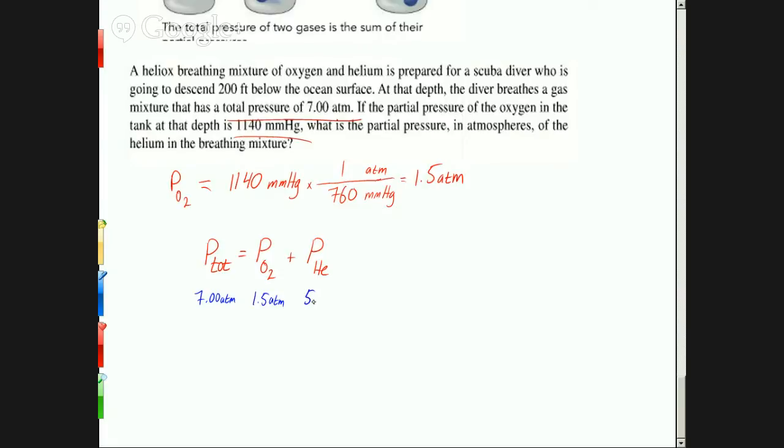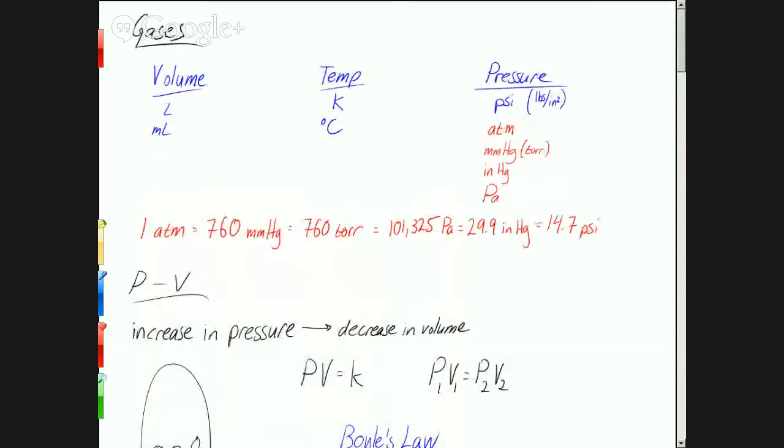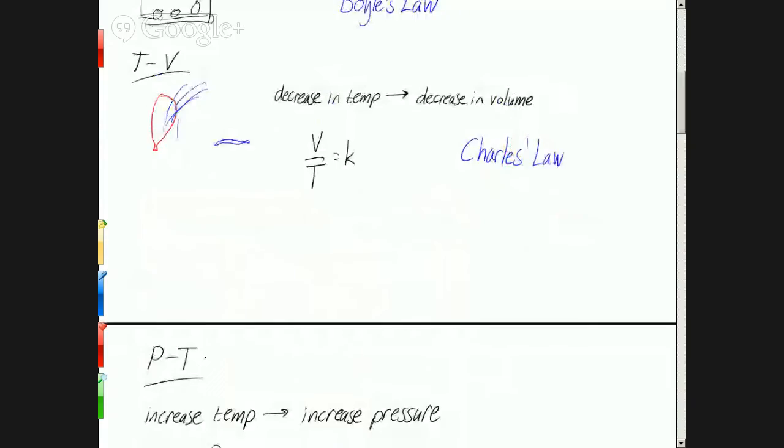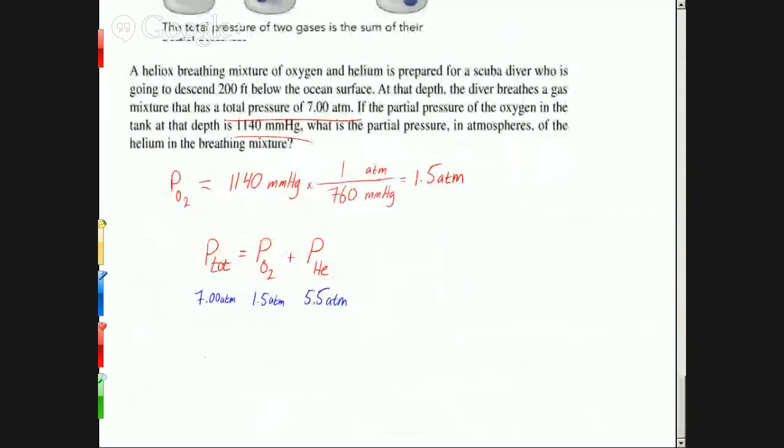But where did you get this 760? Oh, I would give you that conversion, but it's from up here. I just happen to know that one. 1 atmosphere equals 760. So the partial pressures have to add up to the total pressure. If one is 1.5, that means the other is 5.5.